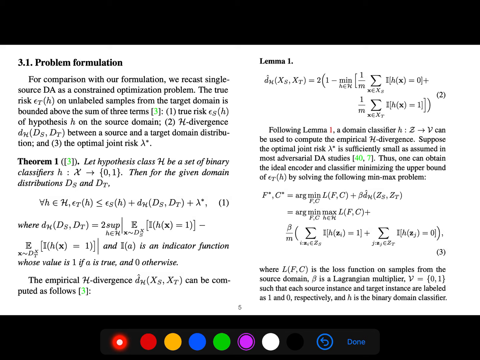we can have an upper bound on the true risk, because the risk of the target could be upper bounded by the risk of the source and the distance between the source and the target. And the distance between the source and the target could be written as a supremum of the difference between the expectation of the indicator of h(x) is 1 when it is from the source and the indicator of h(x) is 1 when it is from the target.